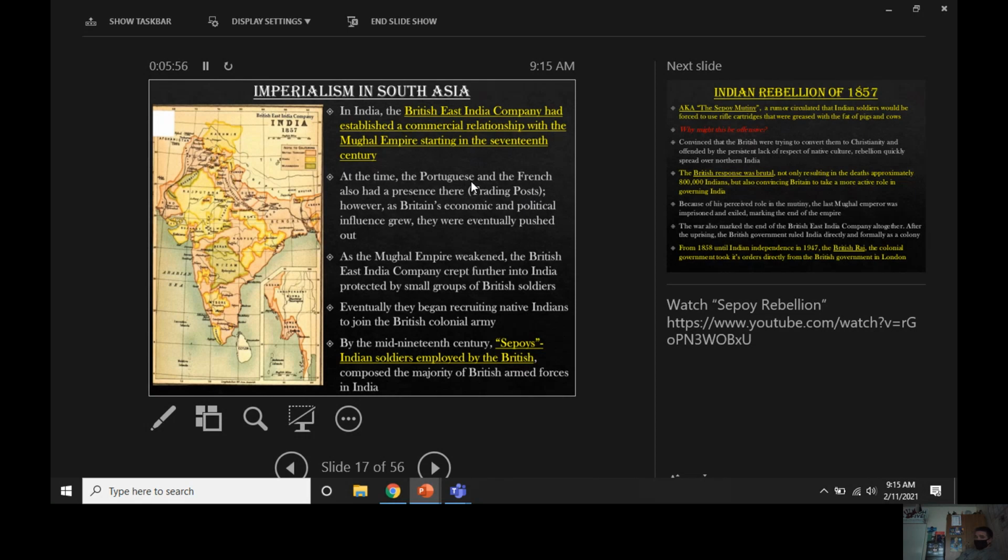Problem is, the sepoys were not seen as equals. There's still all those ideas of racism. And because of a variety of factors, eventually the sepoys rebel in 1857.